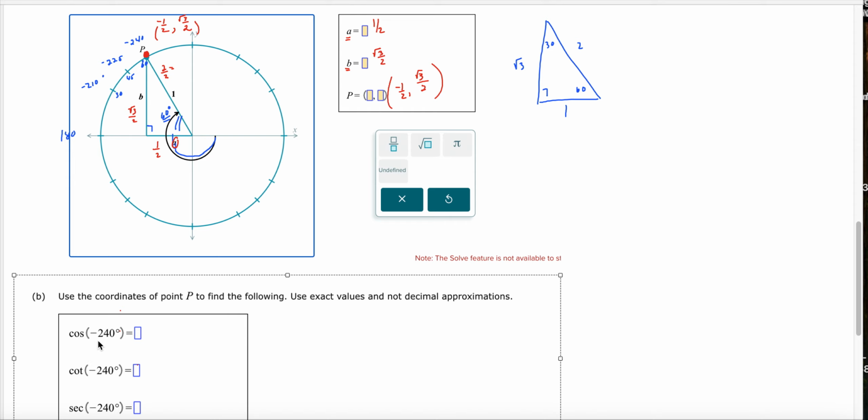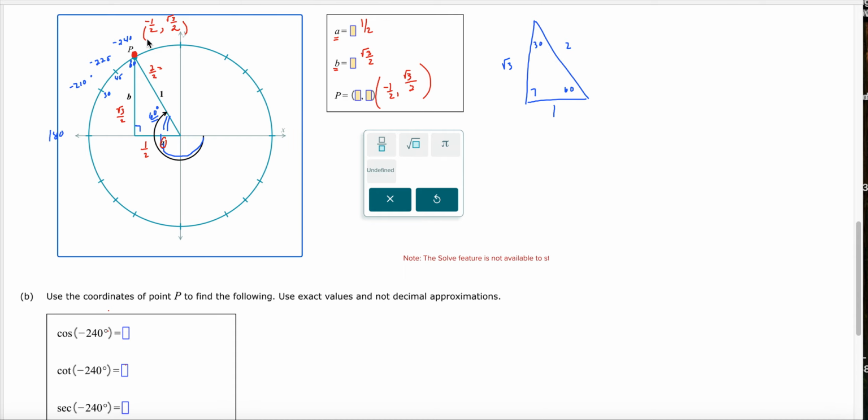So cosine of negative 240, remember cosine is the x coordinate of the point, and sine is the y coordinate of the point. We could also think about this with the sides of the right triangle, but let's focus on the unit circle this time. So cosine of negative 240 would be negative 1/2. Because again, remember that point we think of as cosine theta, sine theta.